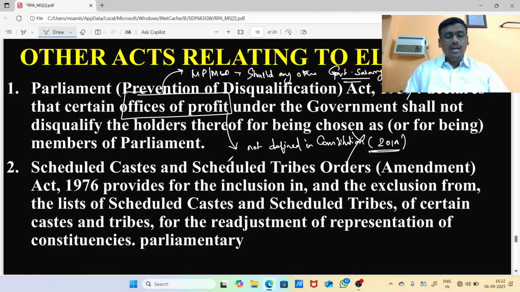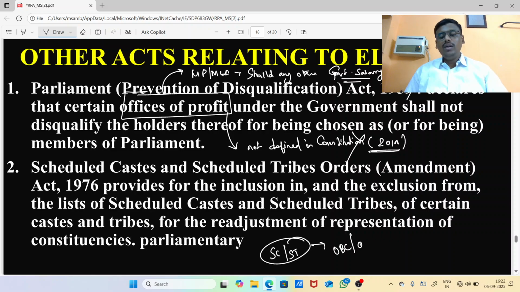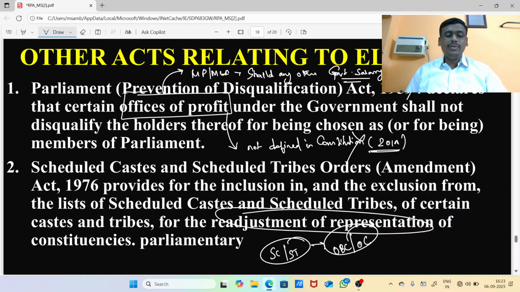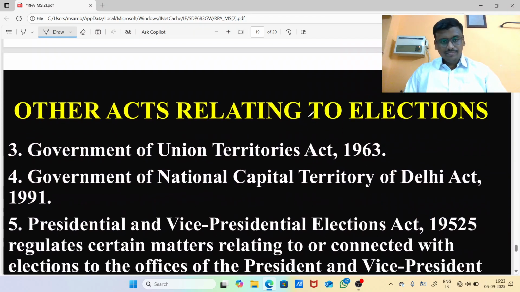And then the Scheduled Caste and Scheduled Tribes Amendment Act 1976, which provides for the inclusion in and exclusion from the Scheduled Castes and Scheduled Tribes. A particular community from SC or ST may ask for upgradation of their community to the OBC or OC category. So if they are interested to go, then the readjustment of representation of constituencies for parliament would take place.